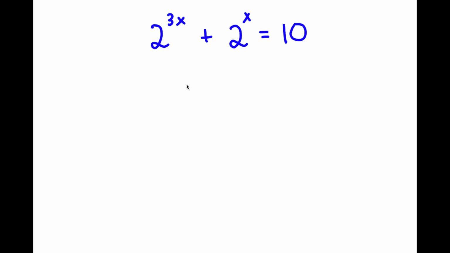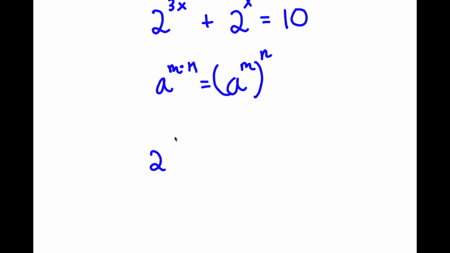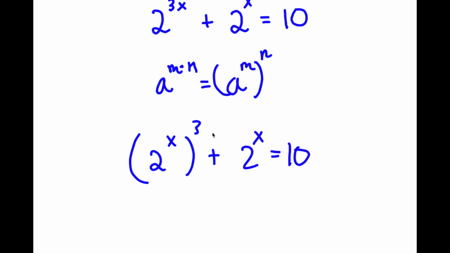All right, so in this problem, I have 2 to the power of 3x plus 2 to the power of x is equal to 10. So first off, if I have something in the form a to the power of m times n, this is equal to a to the power of m to the power of n. So 2 to the power of 3x, that's going to equal 2 to the power of x to the power of 3. So I have this plus 2 to the power of x is equal to 10.